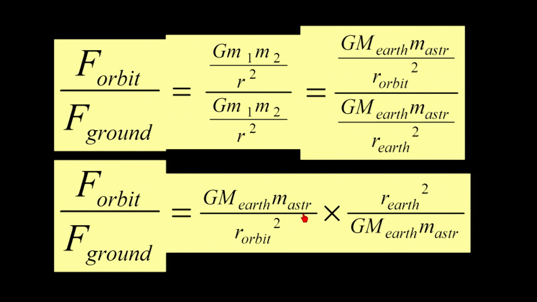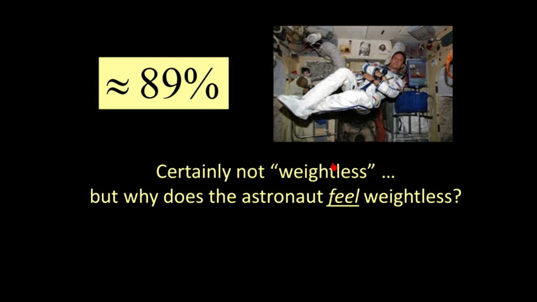And when you put in all the numbers for this, and you multiply it by all the numbers for this, what you actually get is 89%. Now here's what that means. This astronaut's weight, while being a few hundred kilometers above the surface of the Earth, is still almost 90% of what his weight on the ground is.